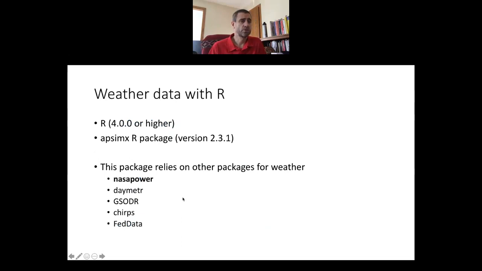For the examples I'm going to show using R, I recommend using R 4.0 or higher, and the APSIM X R package, version 2.3.1, which was recently published. I'm only going to show scripts using the NASA Power package. But there's also data available using DayMet as an R package. This package retrieves data from NOAA stations. There's also an interface for CHIRPS, which provides precipitation data that can be combined with NASA Power. And FedData is another package that can retrieve certain types of weather data.